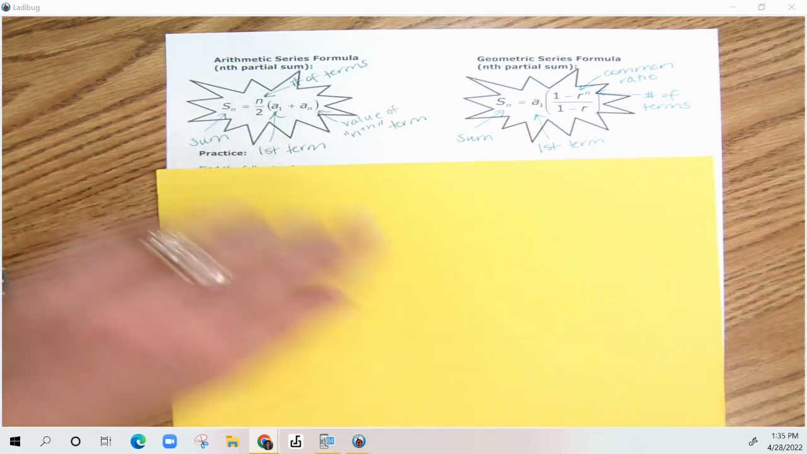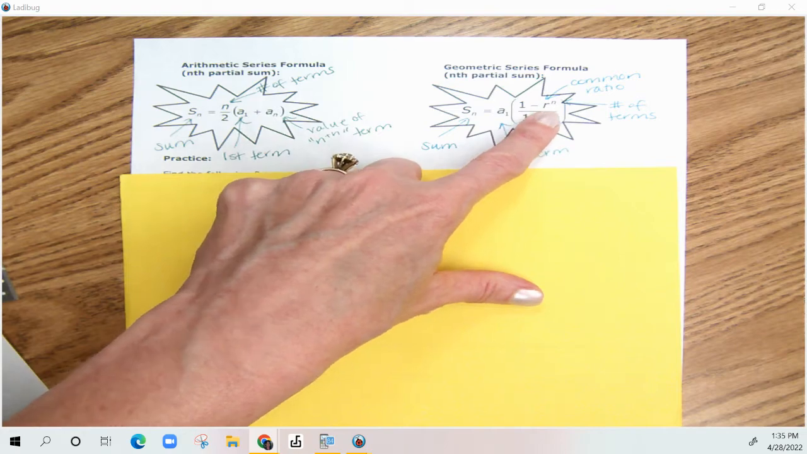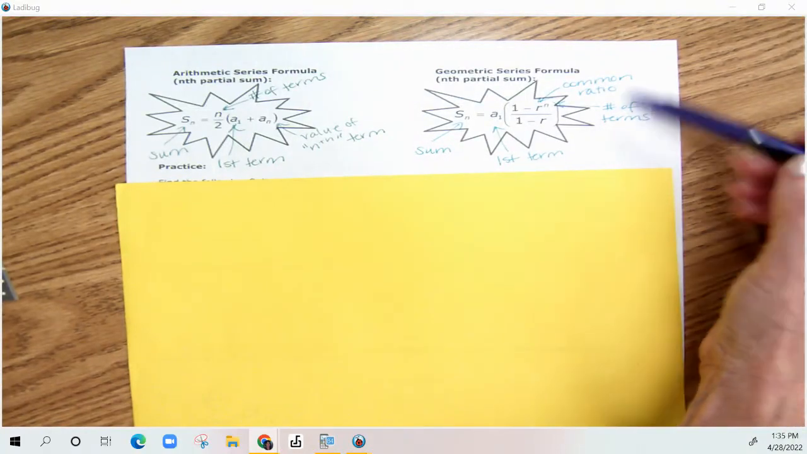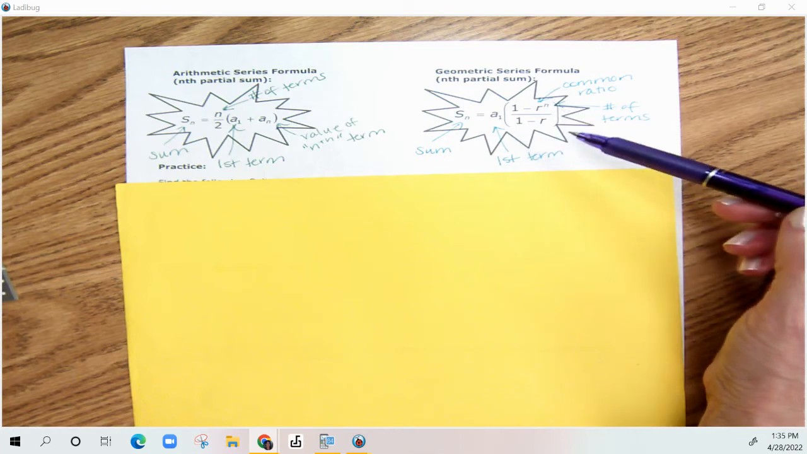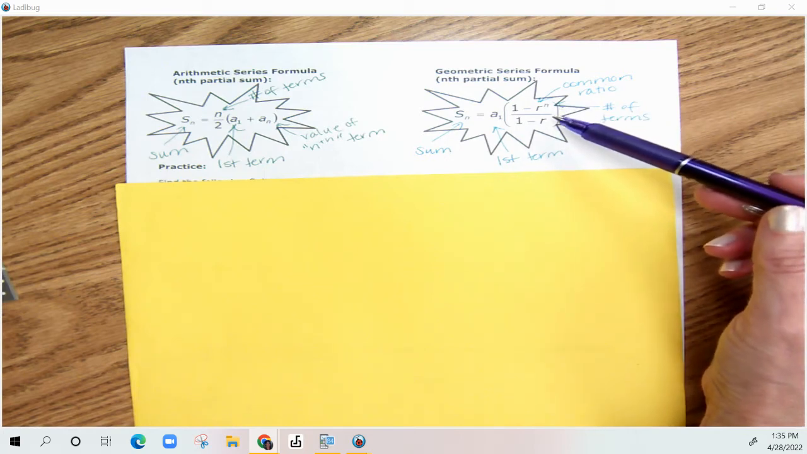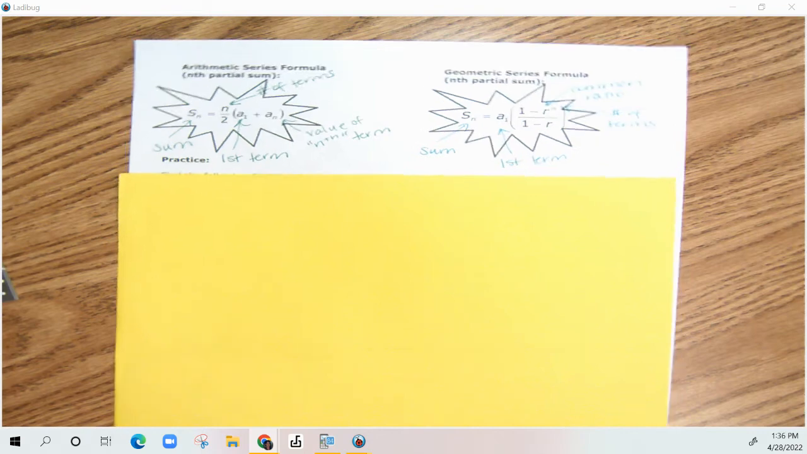For your geometric series formula, we need the first term, we need the common ratio, and we need to know how many terms we're finding the sum of. This formula is more complicated as far as getting it put into your calculator and being able to not make any mistakes. But remember, it's also based on an exponential function, so you could also expect your numbers to get crazy big or crazy small and just not be as user-friendly.